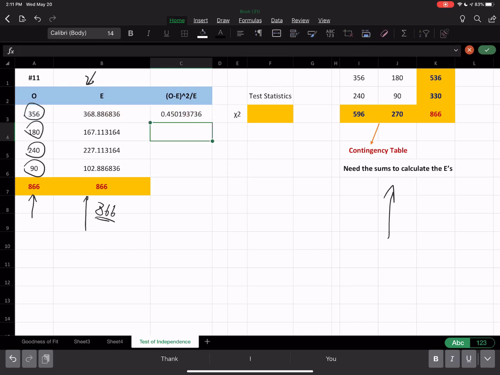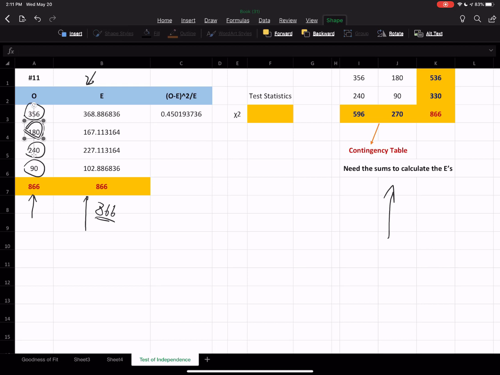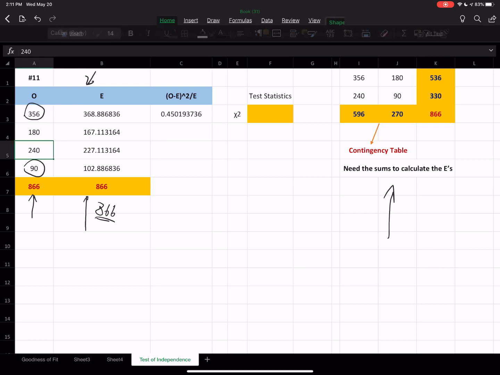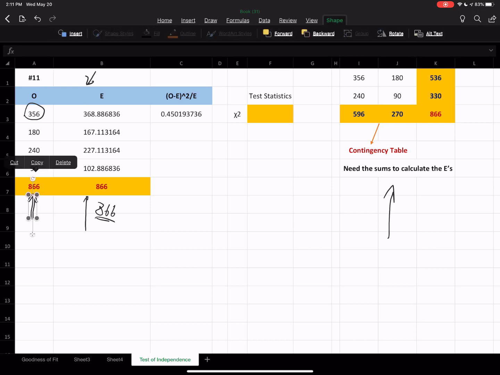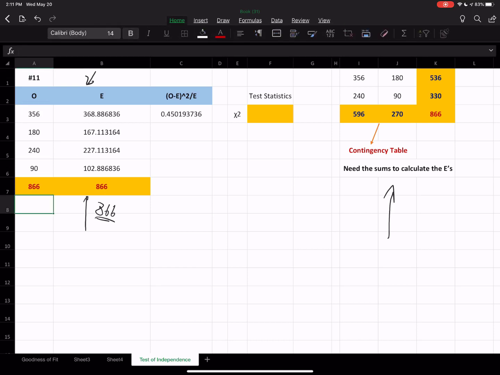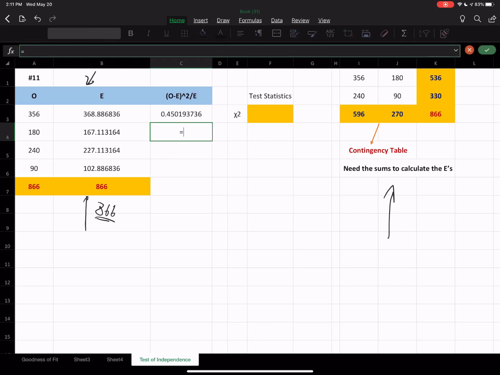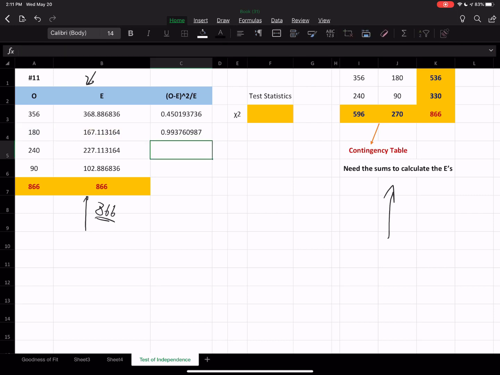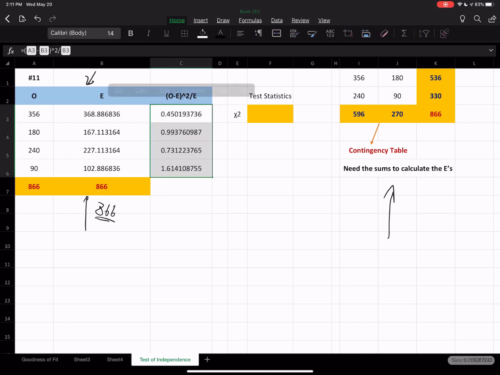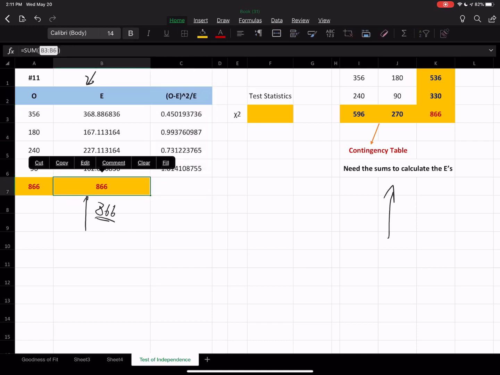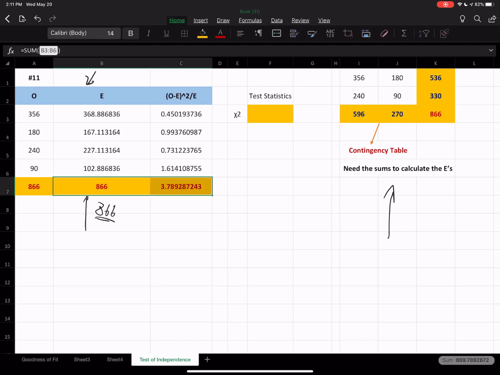So there's that. I think these circles are going to give me trouble, so let me just get rid of them, so when I'm clicking on them, it won't give me the wrong thing. So I get equals, parentheses, O minus E to the power of 2, divided by E. And you know I don't have to do that for each one, right? There we go. You're absolutely right. I do it once, I drag it down, and it does it for the rest. Same here, let me drag it sideways, and there is my test statistic.